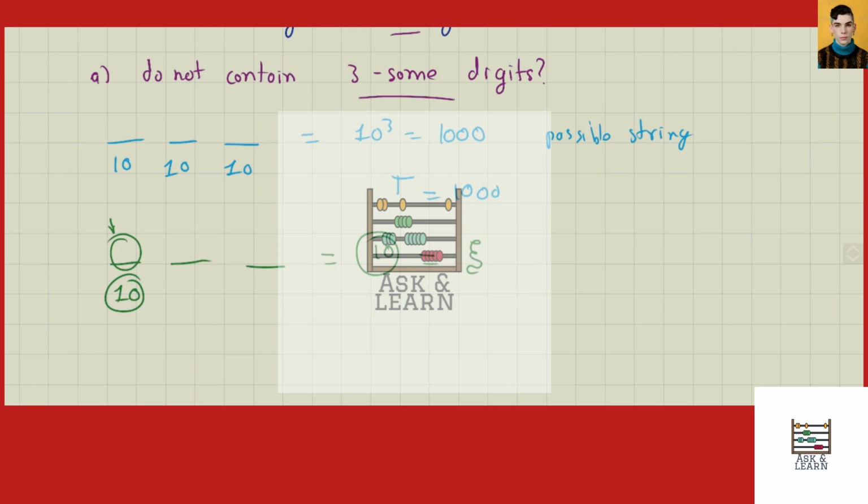Okay, so the numbers that do not contain the 3 same digits are equal to the total numbers minus those strings that have the same 3 digits. So this is equal to 1000 minus 10, and this is equal to 990.